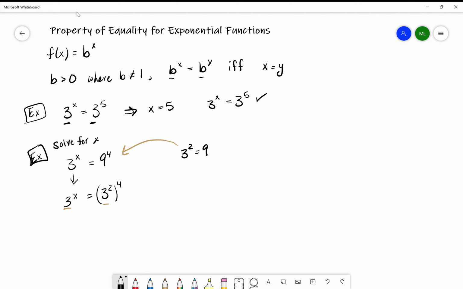Now let's use our properties of exponents. So this is 3 to the power of x, that stays the same. By the property of powers of exponents, it's 2 times 4, so this is going to be 3 to the power of 8 because you just multiply the two powers. So this is 3 to the power of 8 now. Now it looks just like what we had up here. Then this implies that x is equal to 8. And when you solve for x, this would be your final answer.